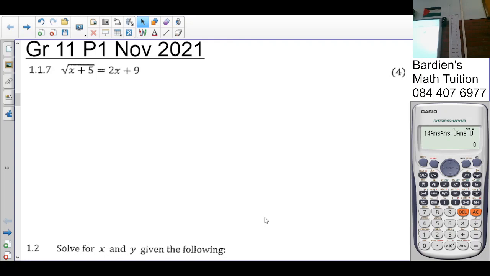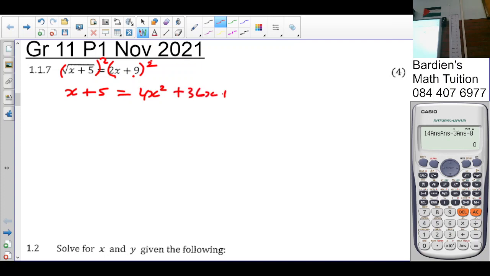But anyway, what do we do in 1.1.7? First thing is we isolate the root. Is the root isolated? Yes. The root is standing on its own. So what do I do now? Square both sides. So what do we get? X plus 5 is equal to first term squared, 4x squared, 2x times 2, 2x times 9 is 18x times 2 is 36x plus 81.